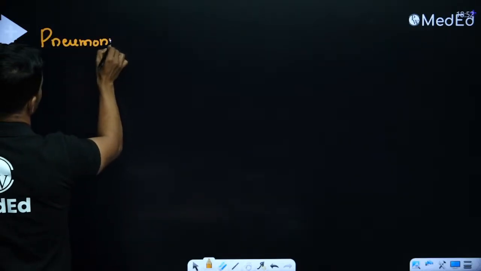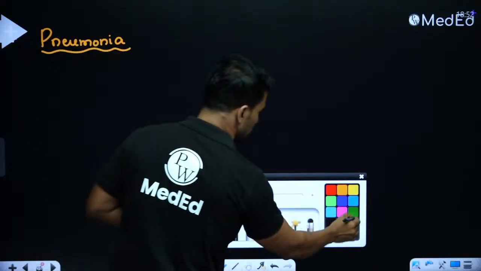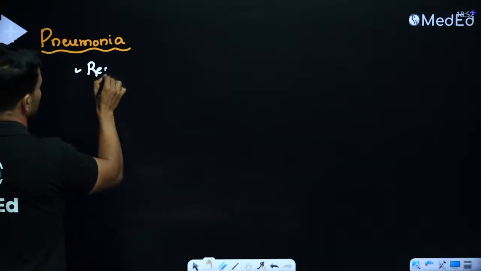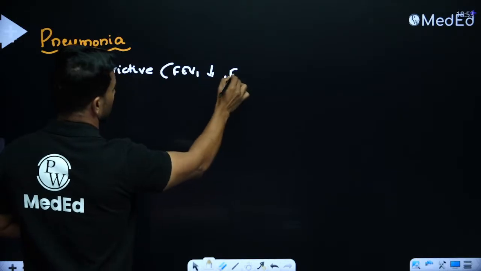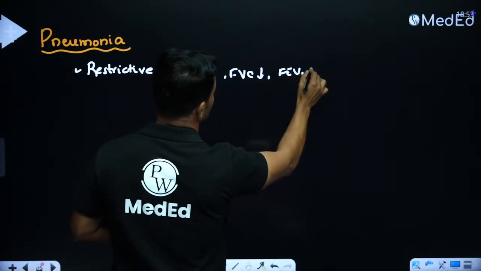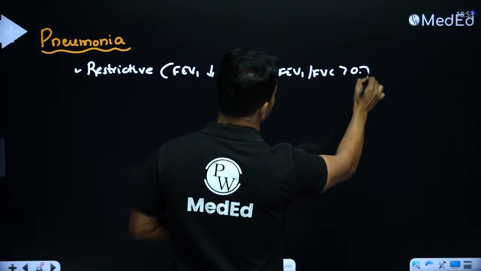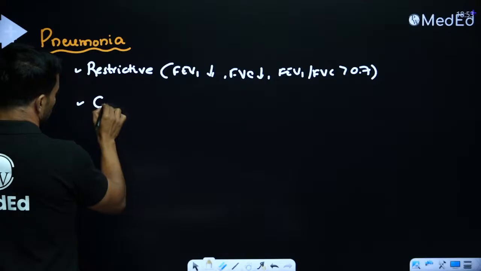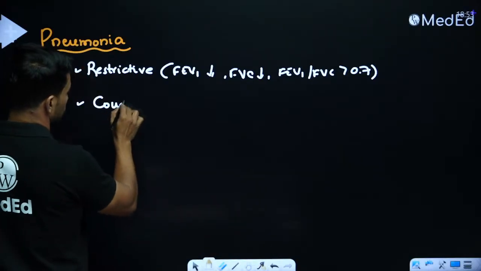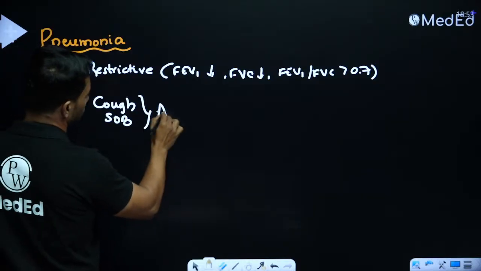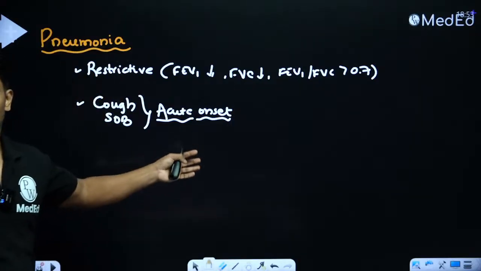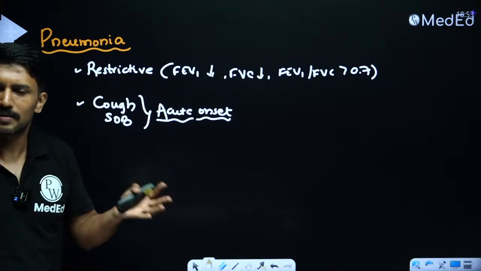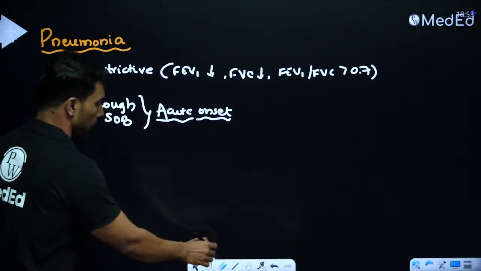So if the question is about pneumonia, the examiner will mention that the patient presents with pneumonia, which is also a restrictive disorder. That is, FEV1 decreased, FVC decreased, and the FEV1 by FVC ratio, the main thing is the ratio is more than 0.7. They will mention cough and shortness of breath of acute onset, short duration. They will not say that the patient has had cough and shortness of breath for 3 months, 6 months, 1 year, but 3 days, 5 days, 6 days, 7 days. That's the usual story.